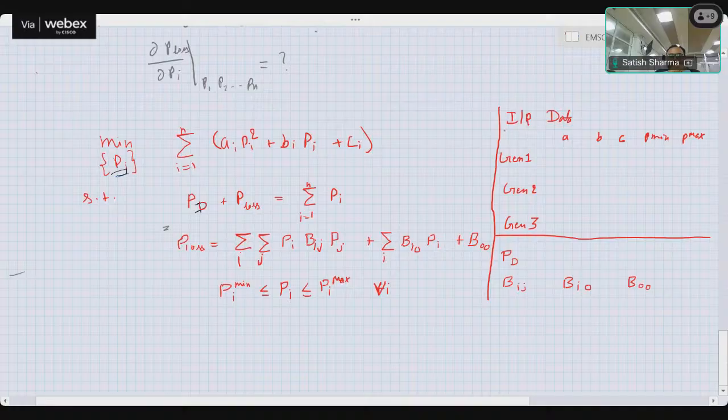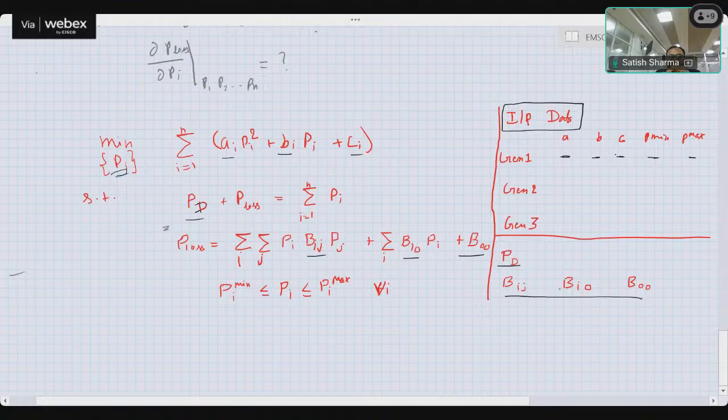If I talk about what the input data to this particular problem are, you can see that for each generator some coefficients A, B, and C will be needed, and for each generator some minimum and maximum generation limits will be needed. So A, B, C are input parameters here. Then power demand is also needed. Then P loss is a function, and Pi is also a variable. So P loss is a variable where Bij, Bi0 and B00 are needed. So we are going to need all the B coefficients.